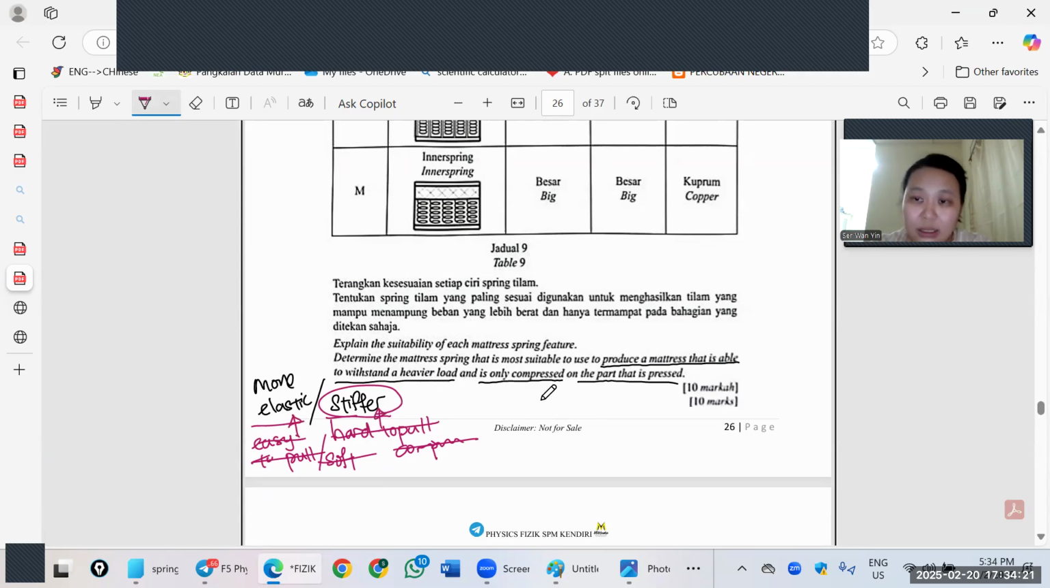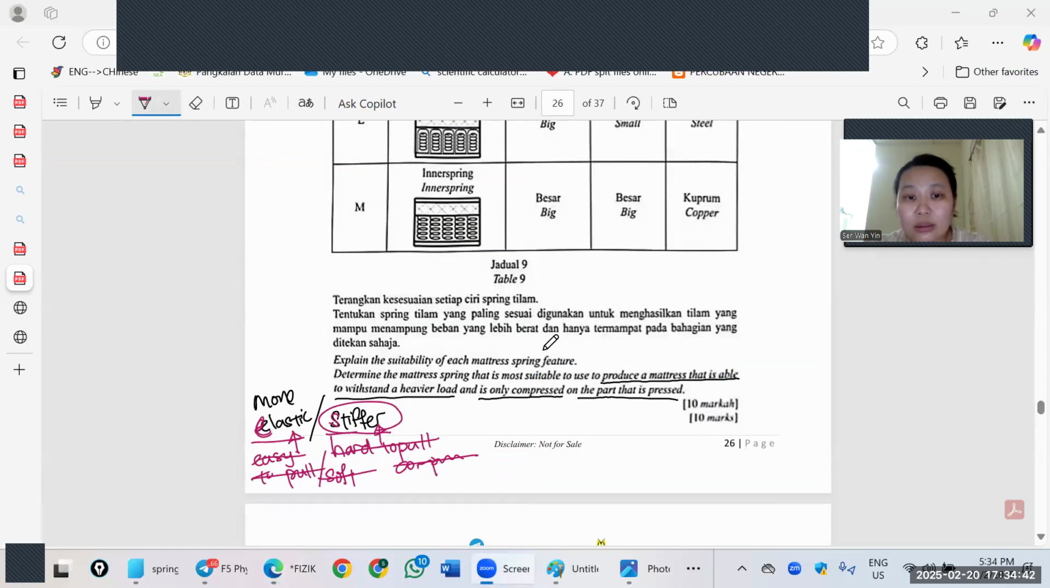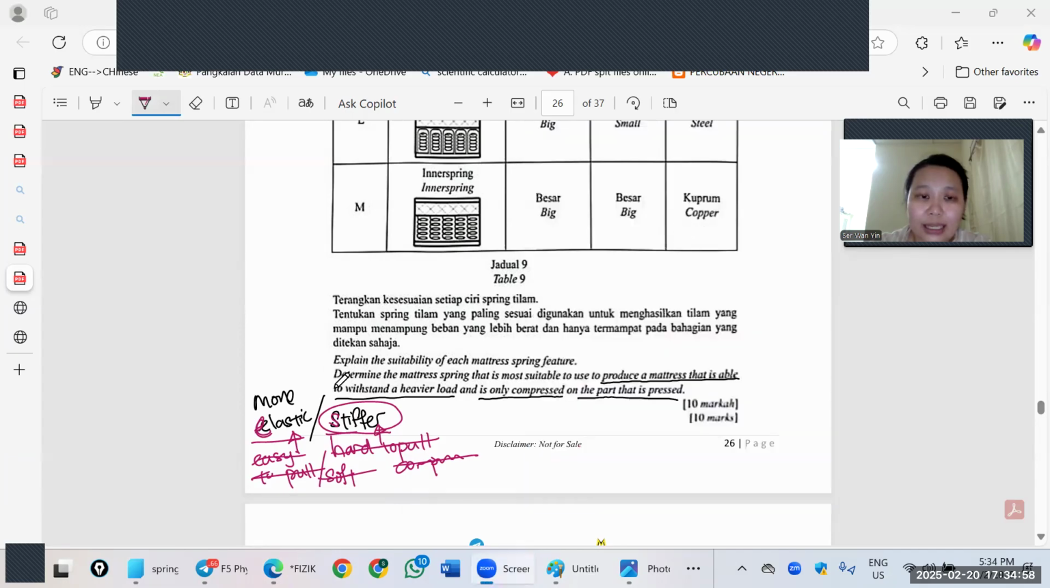So now, what do you think? Can you get your answer ready? Is it S or E? Yes, Cochrane, correct. Anything, just guess. Okay, the answer is stiffer.